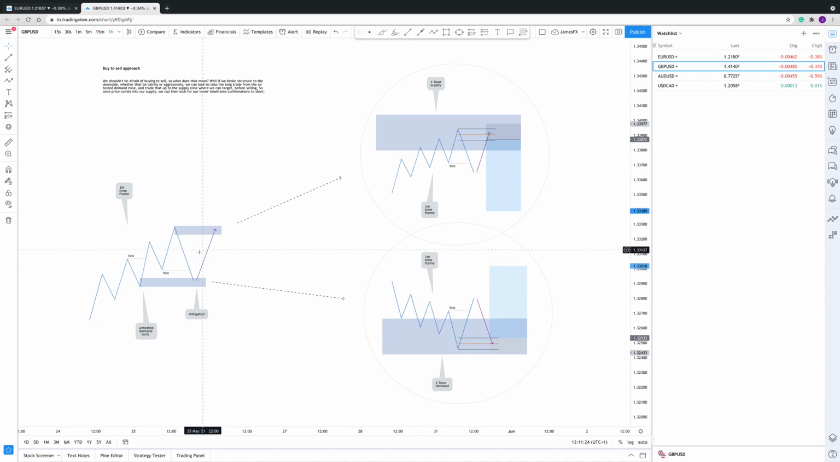So this move now has been mitigated, this demand zone. We've seen a push off, so we can now classify this as a completed move. We've pushed off, so once price comes down, there's not much real reason why this demand zone will hold again, because it's been mitigated already from this move here. So we can see price come down and take out these lows here.